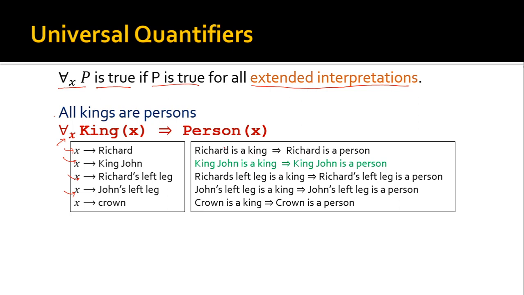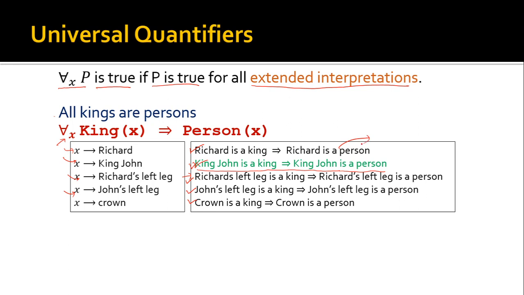Richard is a king, so you are putting X to be Richard. I'm saying Richard is a king implies Richard is a person. King John is a king implies King John is a person. Richard's left leg is a king implies Richard's left leg is a person. So we are doing it for all the values of the variable, but out of them only one interpretation is intended by the domain. We know that it is true for only King John, but for the others it doesn't really matter. In the logic sense, this should be true, this should be true, this should be true, this should be true, and this should be true.